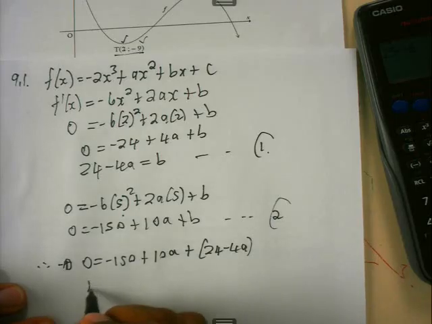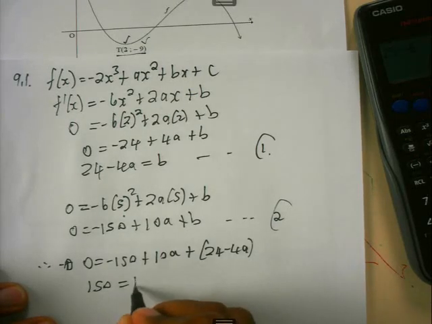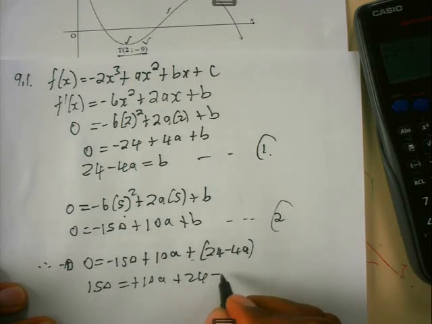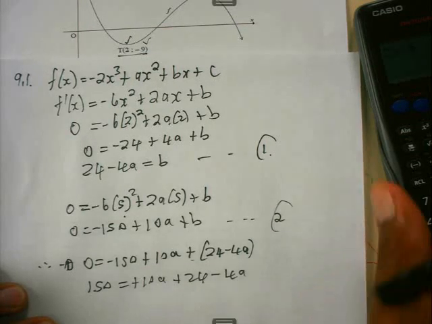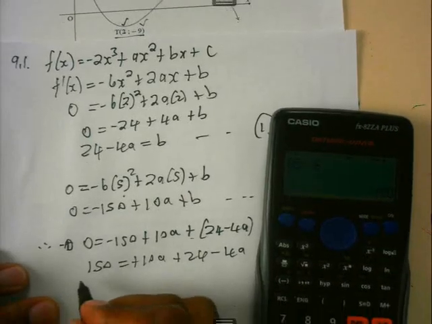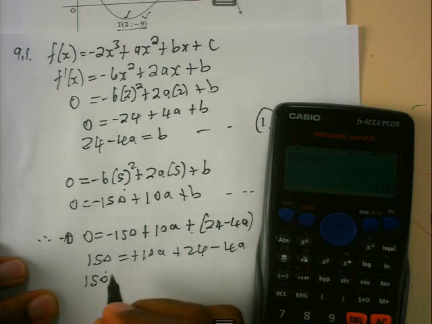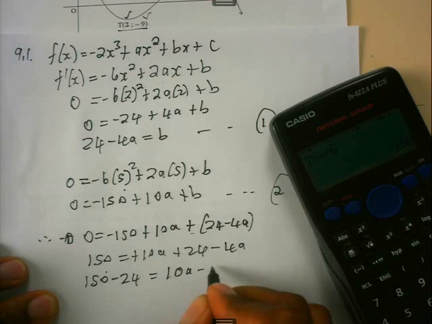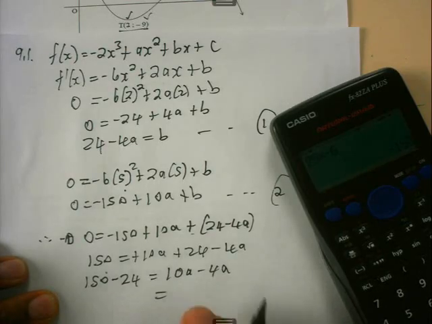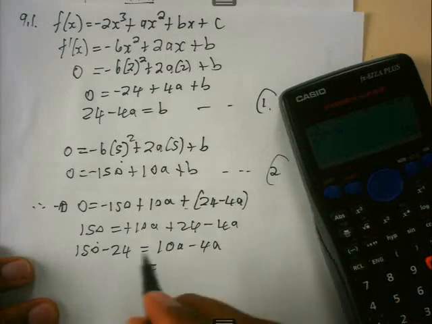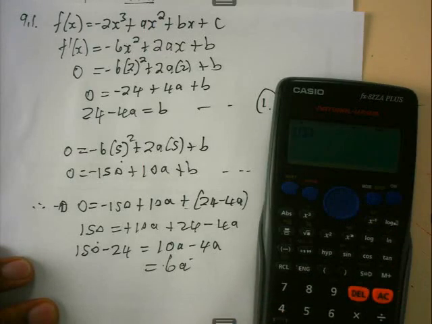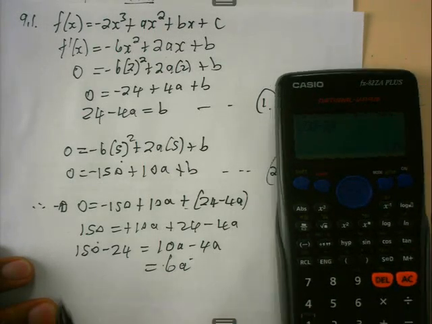I take 150 on the other side, it is positive 150 plus 10a plus 24 multiplied by minus 4a. When I take 24 on the other side, we have 150 minus 24 equals 10a minus 4a. What is 10a minus 4a? That will be 6a. And now we take 150 minus 24. 150 minus 24 is 126.